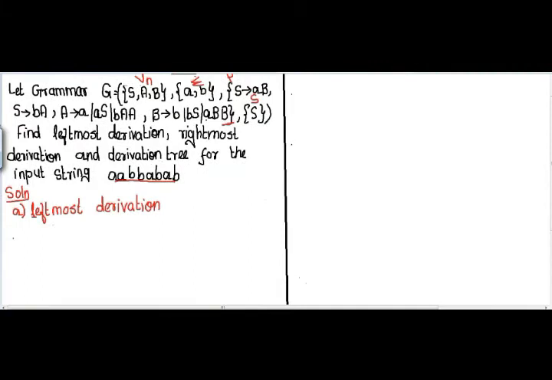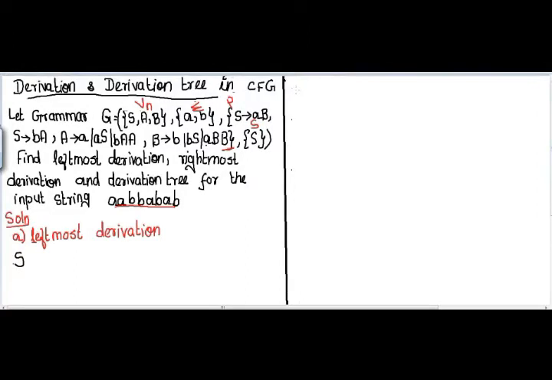When I want to find the leftmost derivation or rightmost derivation, I have to start with the start symbol. In this example, my start symbol is S, so I start with it. Simultaneously, I'll be drawing the parse tree also. I'll rewrite this input string below so that it will be easy to explain. Then I check the S productions. There are two: S tends to AB, and S tends to BA.